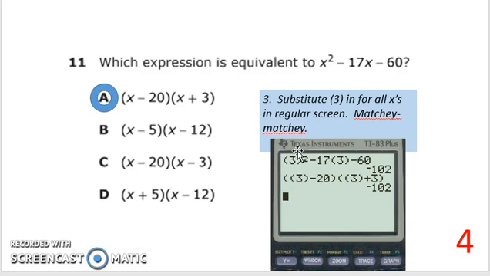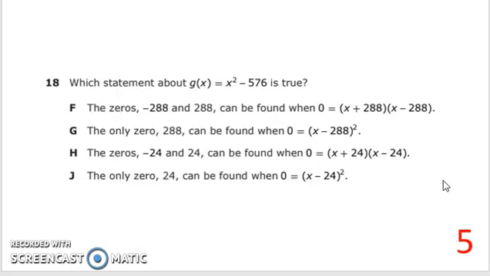Okay? Now you could also substitute parentheses 3 for every x that you see. And if you notice in my first line on my calculator screen, that's what I get when I plug in parentheses 3 to the question. And the second line that I have right here is what I get when I plug in a 3 into answer choice A. Notice I get the same numeral, -102, matchy-matchy.